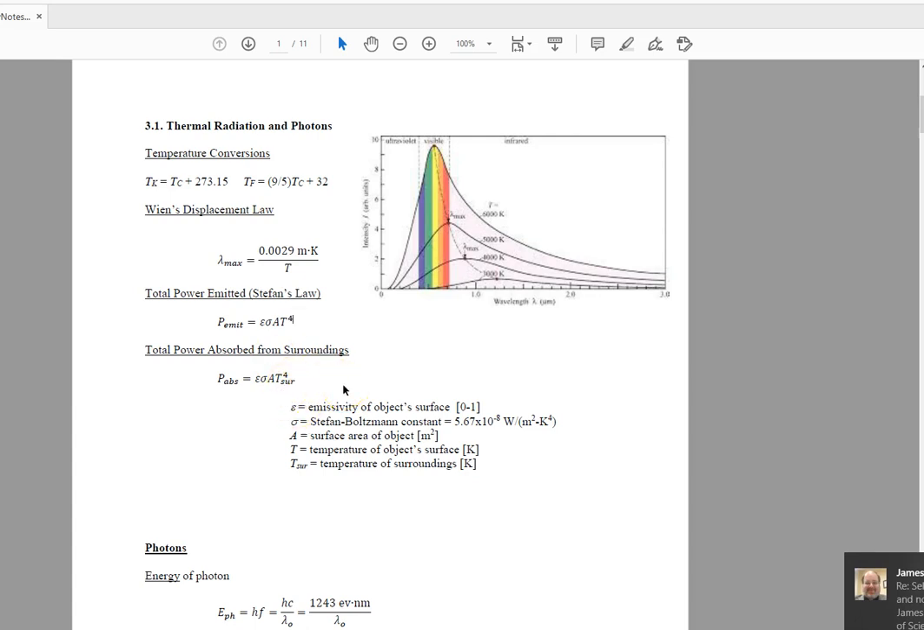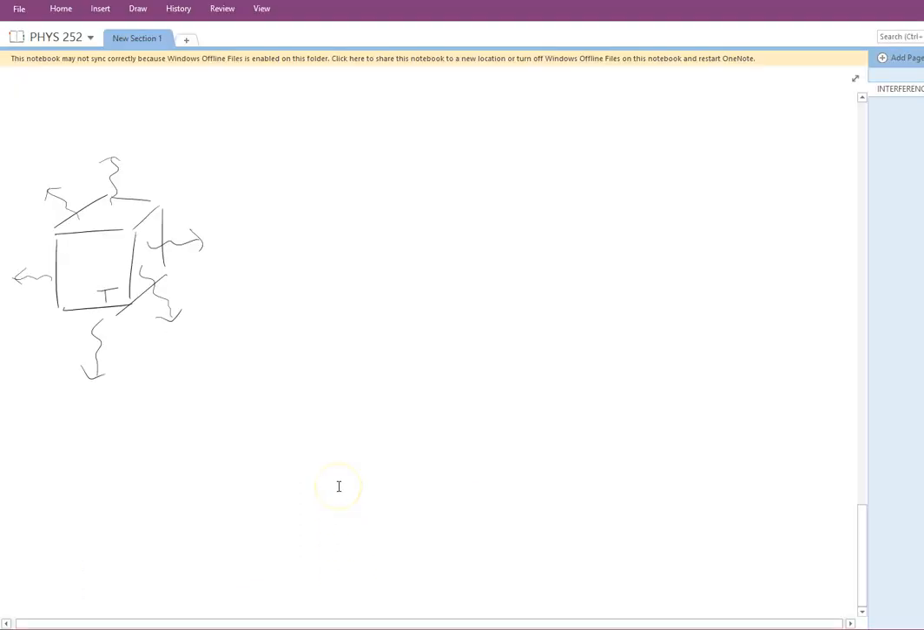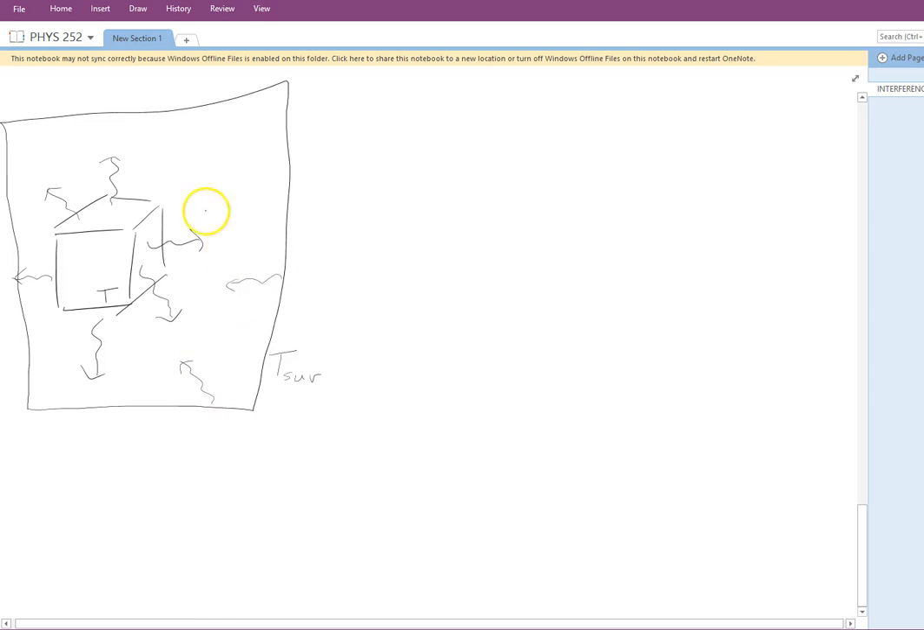If you look at the power absorbed from the surroundings, let me go back to my notebook. So this cube is sitting in some surroundings. I'll just sketch it like it's in some box, if you will, or in some room. And let's assume that the surface of the surroundings is at some average temperature, right? We'll call that T sub SUR.